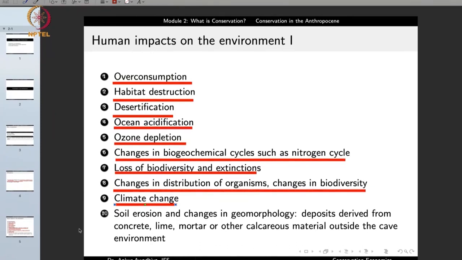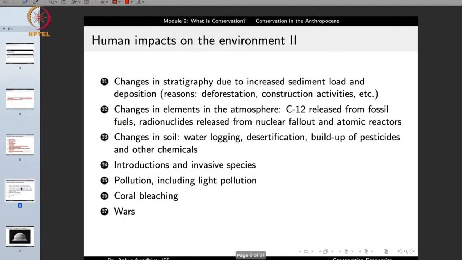Other impacts include soil erosion, changes in geomorphology. So changes in soil erosion, changes in geomorphology are also major human impacts on the environment. Then we have changes in stratigraphy due to increased sediment load and deposition because of deforestation, construction activities, and so on.